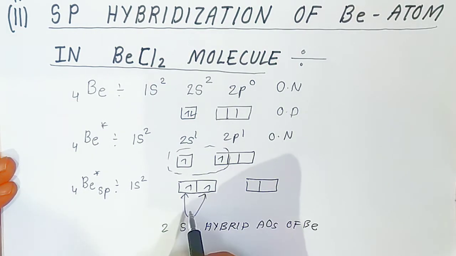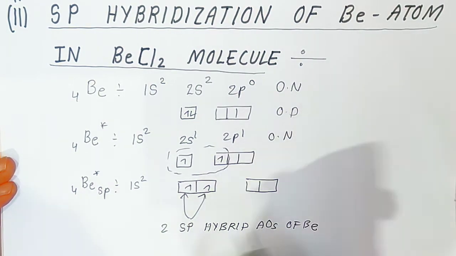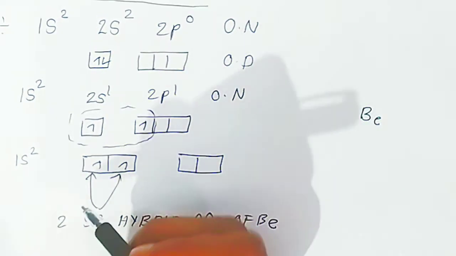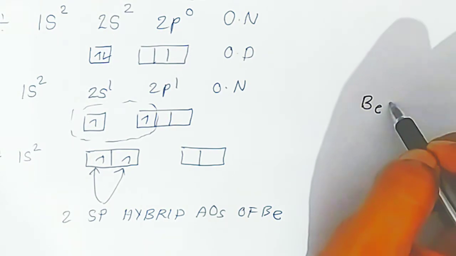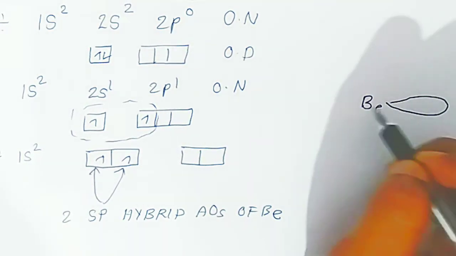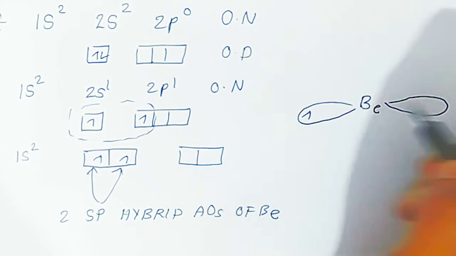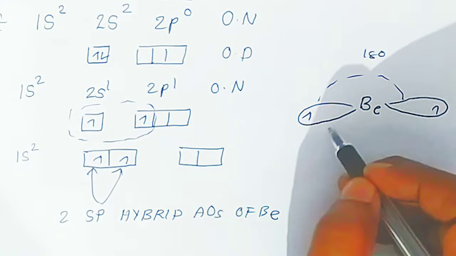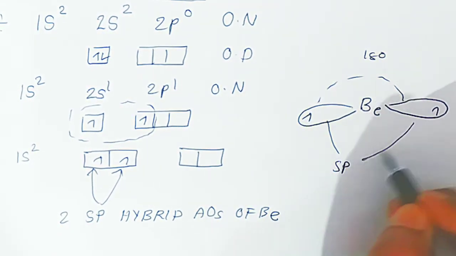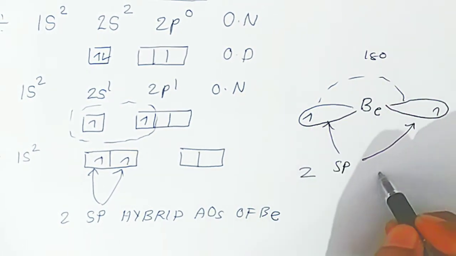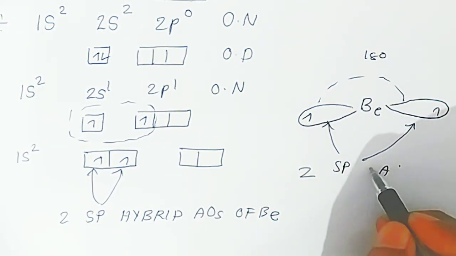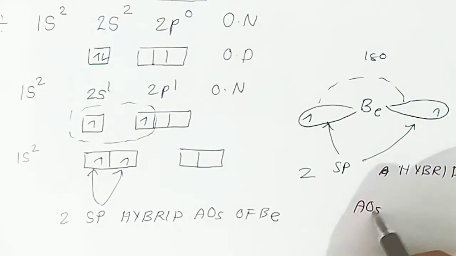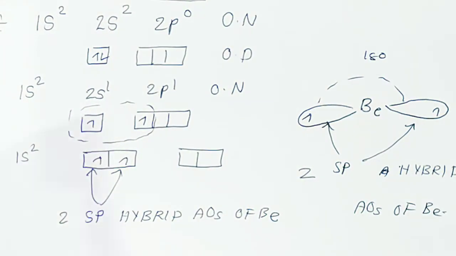Okay students, if you want to write the orbital diagram, for beryllium you can write like this. I am writing the hybrid atomic orbitals. They will be arranged like this. It is a linear geometry. It is also having linear geometry with unpaired electrons. Okay students, when you see the bond angle, it is 180 degrees. This is sp and this is also sp. So you have 2 sp hybrid atomic orbitals of beryllium.